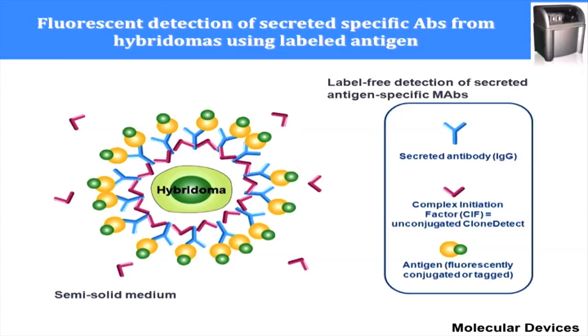So after we have this fluorescent antigen present in the media, only the clone that secretes a specific antibody will have the halo around it. So this is definitely a more specific way to choose a clone.